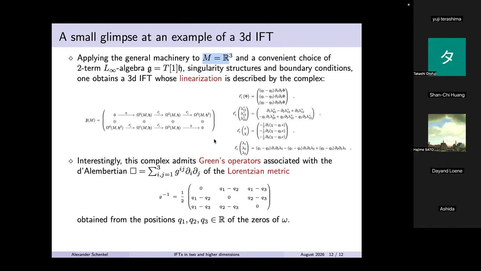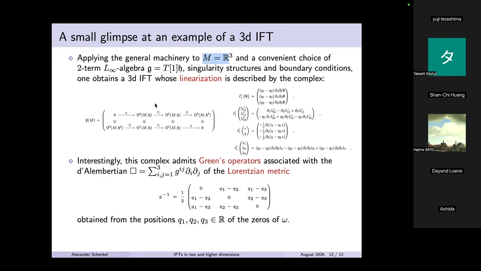And what happens is quite interesting here, namely these locations of the zeros of omega, Q1, Q2, Q3, they make a notion of geometry emerge in the integrable field theory. So details of the one form on the Riemann surface encodes geometry on spacetime in the following sense.